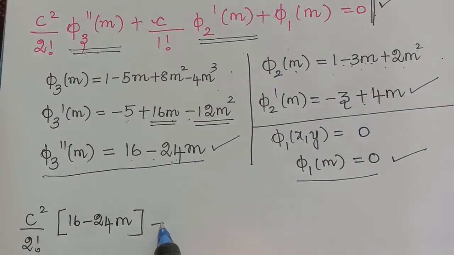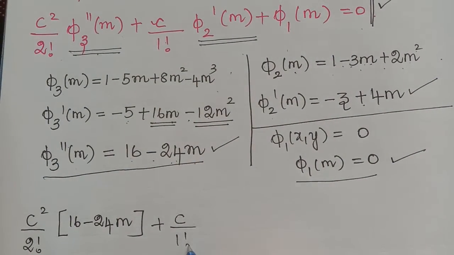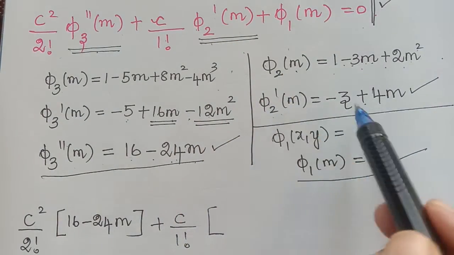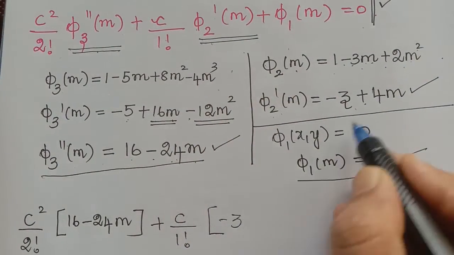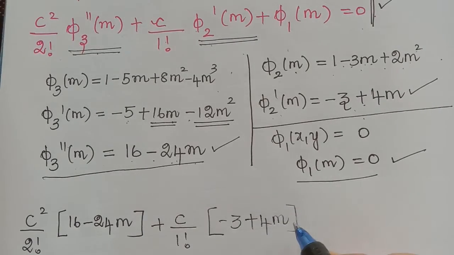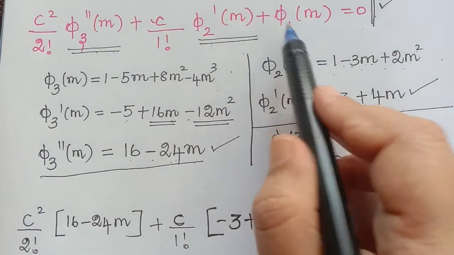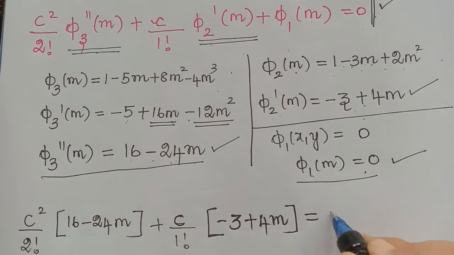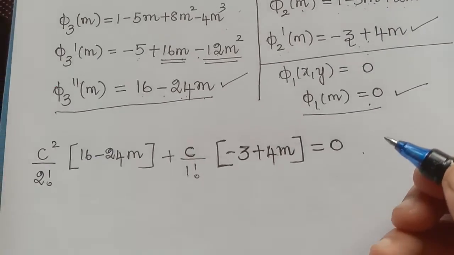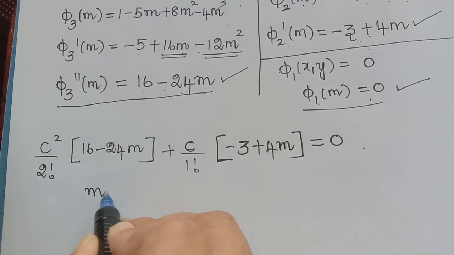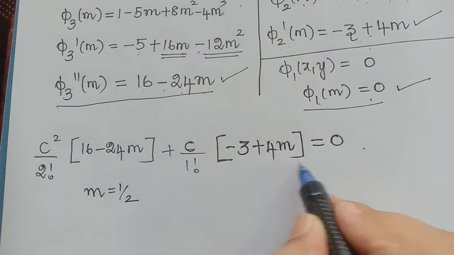And then plus c by 1 factorial multiplied with phi 2 dash of m, which is negative 3 plus 4m. And then phi 1 of m is 0, so it will be equal to 0. Now we have two values of m, which are both 1 by 2 and the same. So we have to substitute m equal to 1 by 2 in this equation.